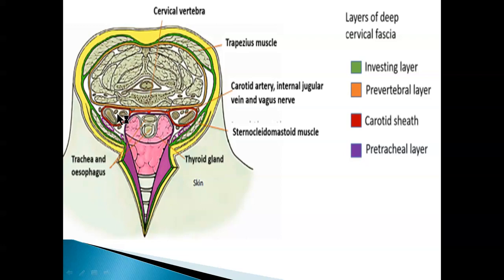So to get inside and reach any of these structures in the neck, we must make an incision in the carotid sheath. All right. And here we have the pretracheal fascia, part of your deep fascia. And the fourth one is your investing layer of your deep fascia. So deep fascia is basically divided into four main ones: investing layer, prevertebral layer, carotid sheath, pretracheal layer. All right. So this is your deep cervical fascia.